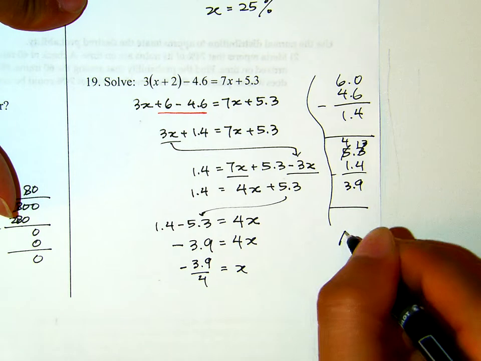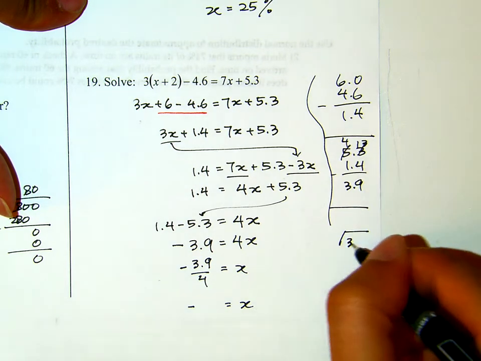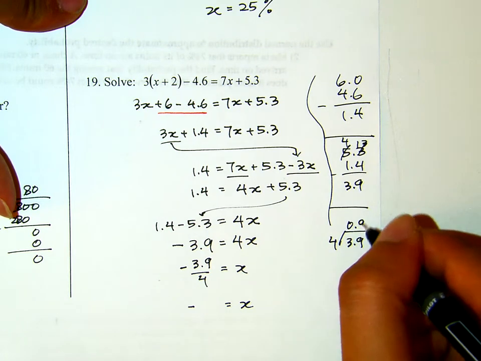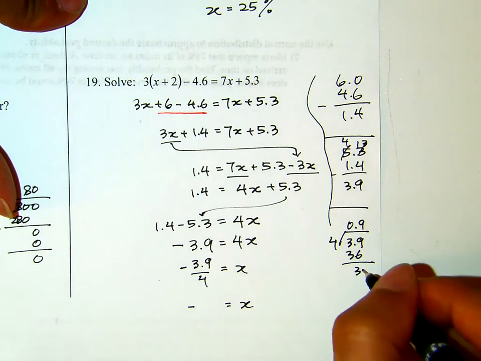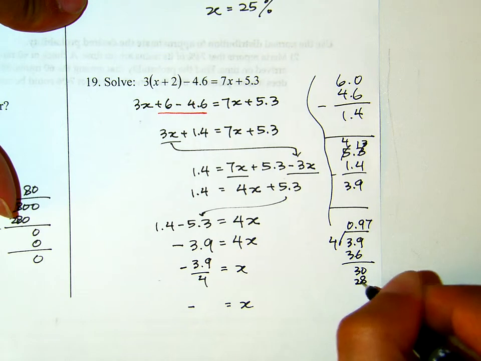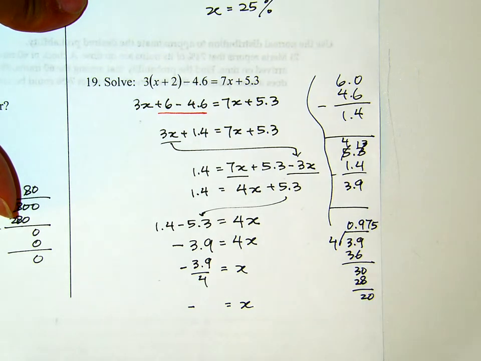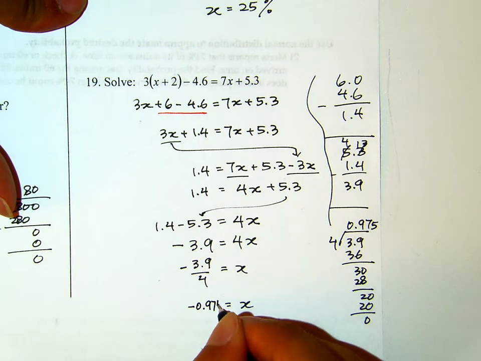We'll do it here. That would be negative something, right? What's that? 3.9 divided by 4. 9 for 36. 30 here, so it will be 7. That's for 28. 5 for 20. So the final answer will be negative 0.975.